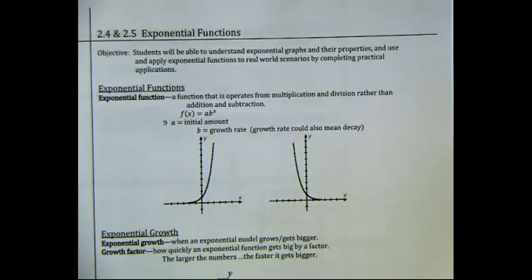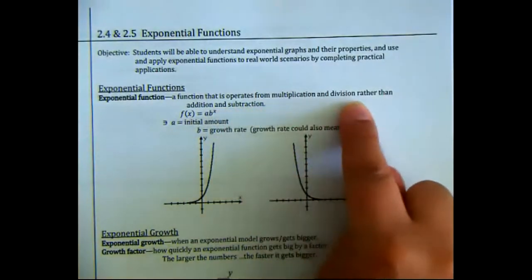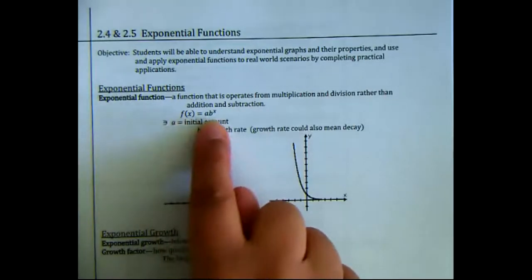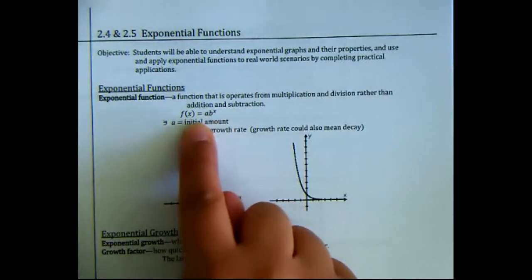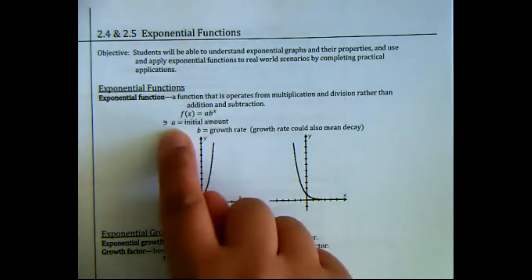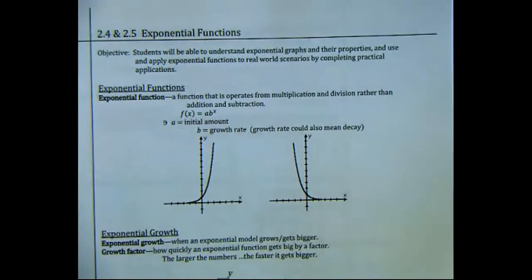So first things first, an exponential function, okay, is a function that operates from multiplication and division rather than addition and subtraction. So exponential functions, we have our variable up in the exponent, okay? We have our a times the base b to the x power. The a represents our initial amount, okay? So this is our starting amount.